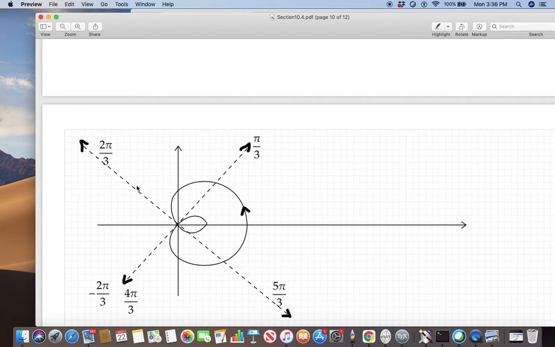The moment this is 2 pi over 3, I have hit 0. Below 2 pi over 3, I start going negative length. Therefore, I'm back to the right, until I come here and I'm here again.